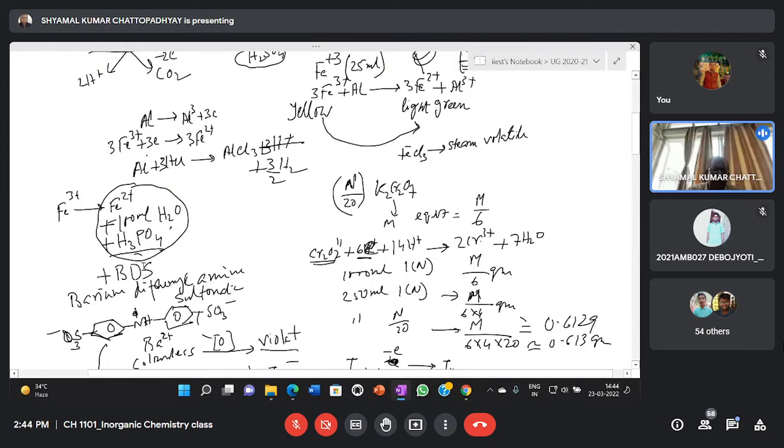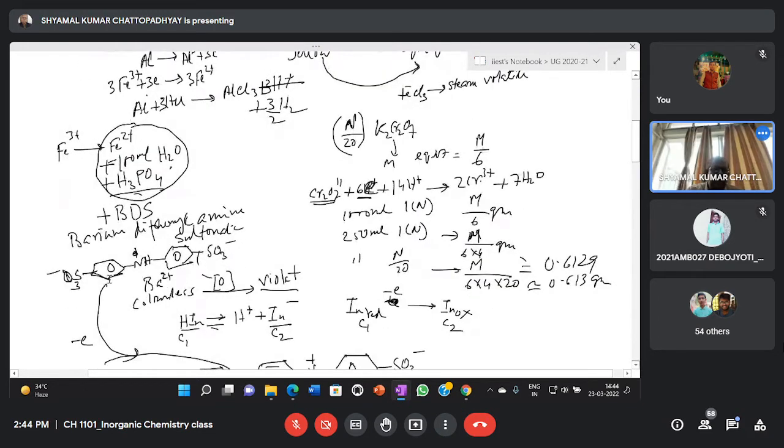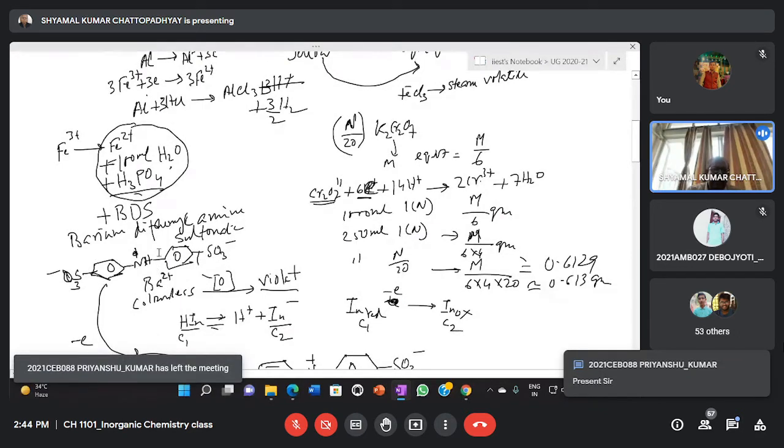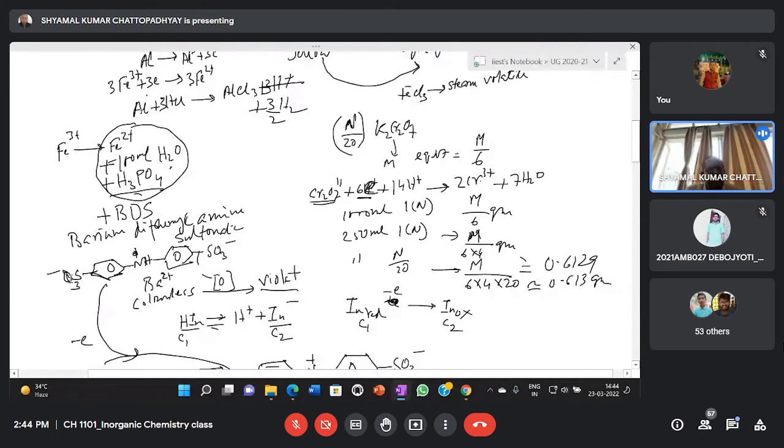Barium diphenylamine sulfonate. The structure is like this. You can see there are 2 phenyl rings connected by an amine group, and there are 2 sulfonate groups attached to the para position of the amine group. This is the reduced form of the indicator, and it is colorless. And to balance the sulfonate charge, you have the barium ion.